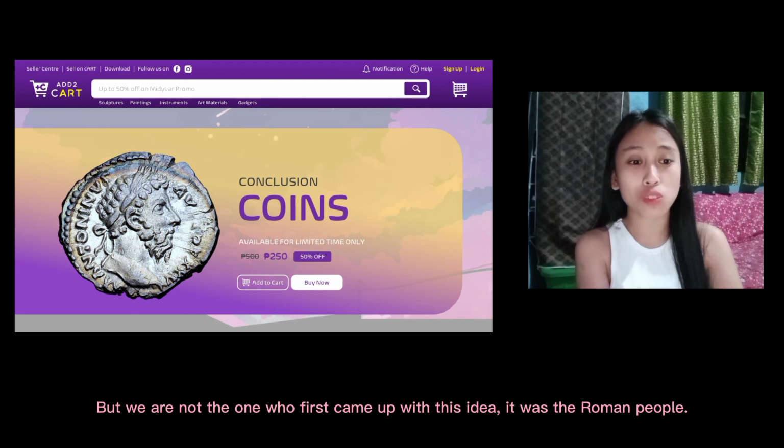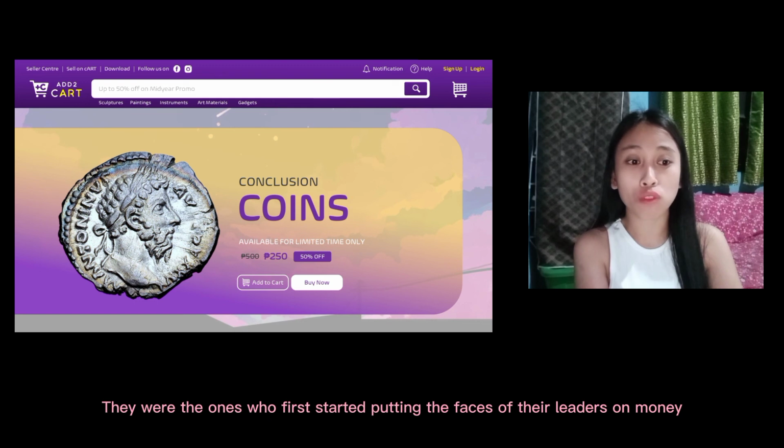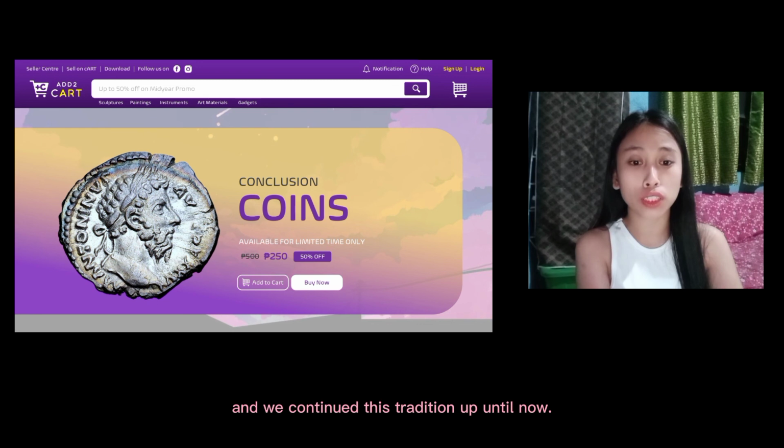But we are not the ones who came up first with this idea. It was the Roman people. They were the ones who first started putting the faces of their leaders on money, and we continued this tradition up until now.